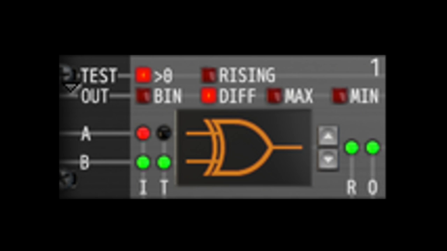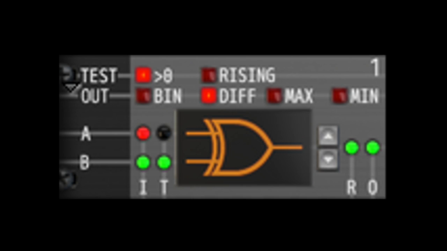So for the final piece, we're going to discuss the out buttons, of which there's a binary, a difference, a maximum, and a minimum. And I personally find that these seem to affect the output of your wave almost more than anything else than changing gates. So let's go through them.